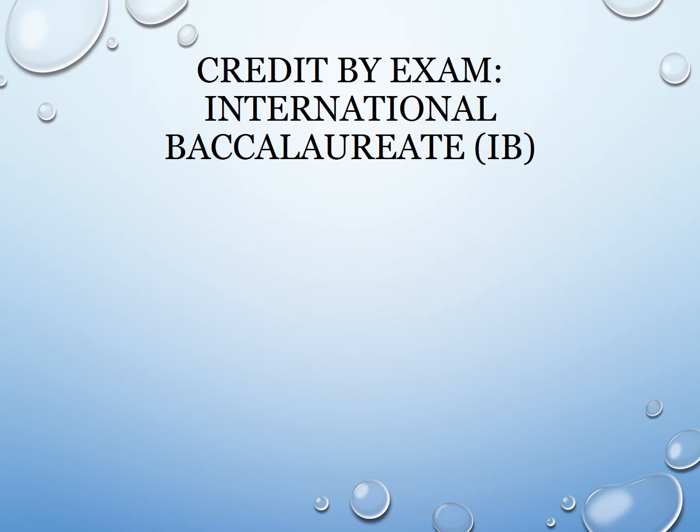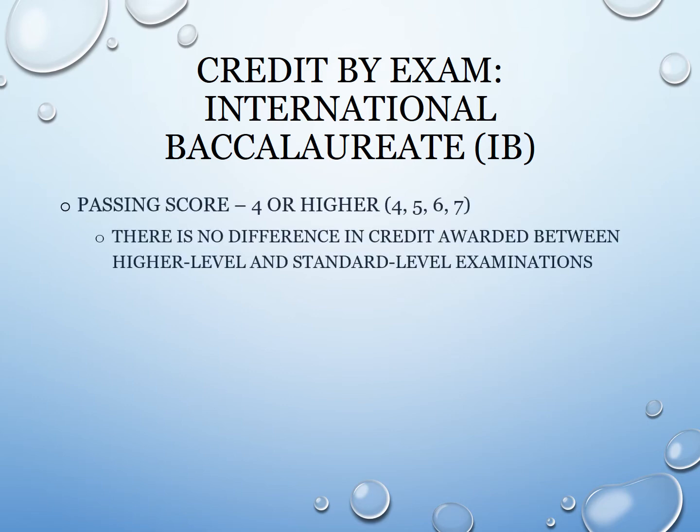International Baccalaureate, or IB as it's commonly called. Now for IB, the passing score is a little bit different. As opposed to a 3, 4, 5, which is what we had for AP, we're talking now about a 4, 5, 6, and 7. The big thing to note for IB is that there is no difference between students who take the higher level or standard level examinations.